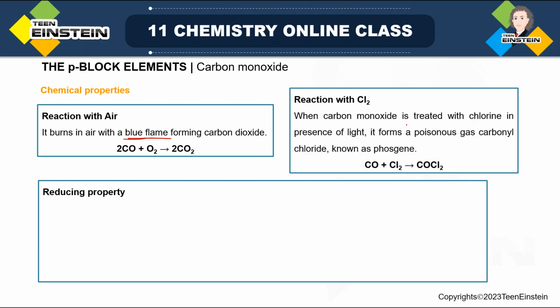Reaction with chlorine. When carbon monoxide is treated with chlorine gas in the presence of sunlight, it forms a poisonous gas called phosgene. It is carbonyl chloride, COCl2.